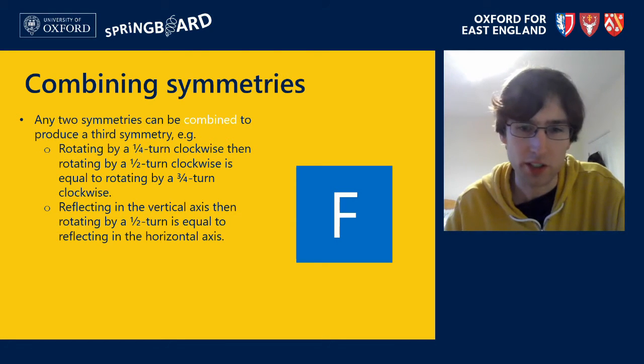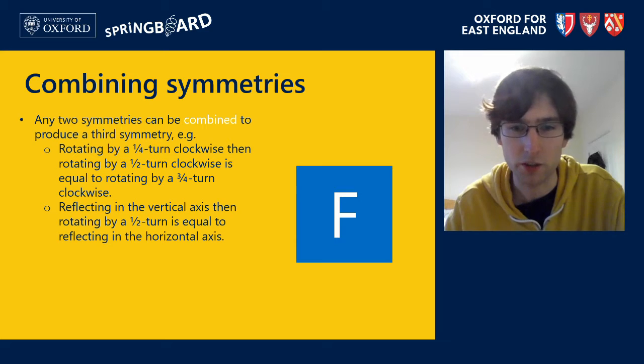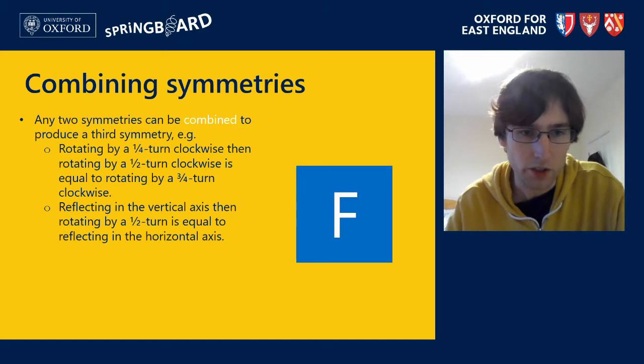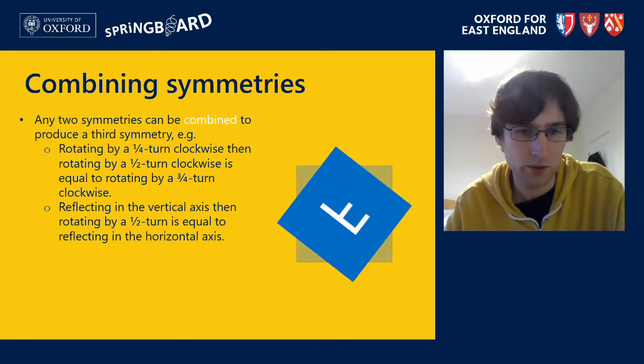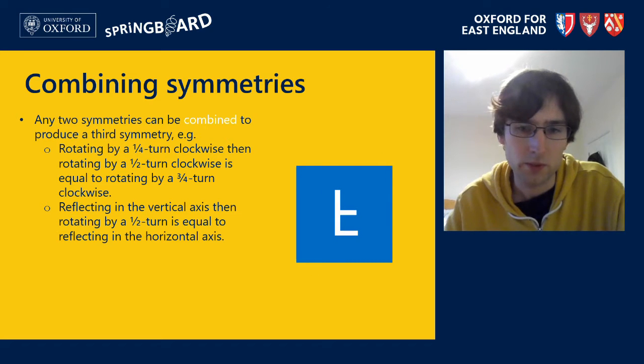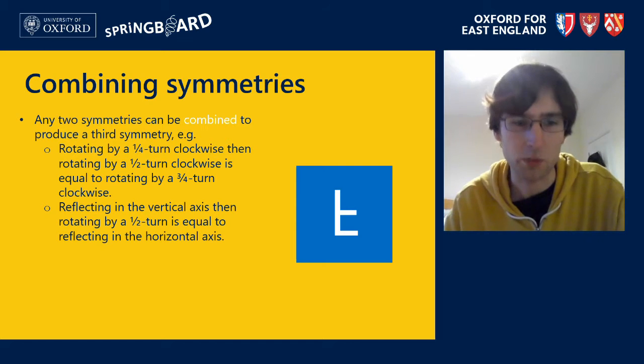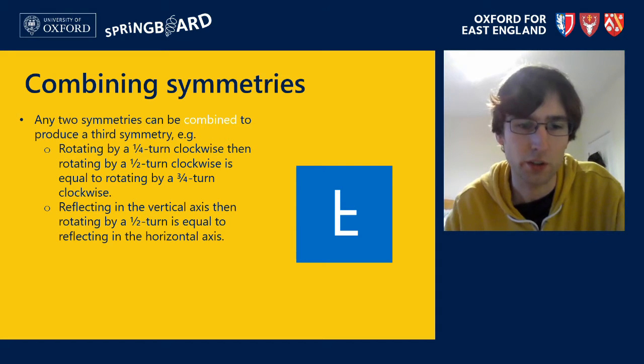Let's see why this is. In order to keep track of these symmetries, I've decorated the square with the letter F. Let's see what happens. So we want to first reflect in the vertical axis, then rotate by a half turn, and we see that the letter F is upside down, as if we had just done a single reflection in the horizontal axis.